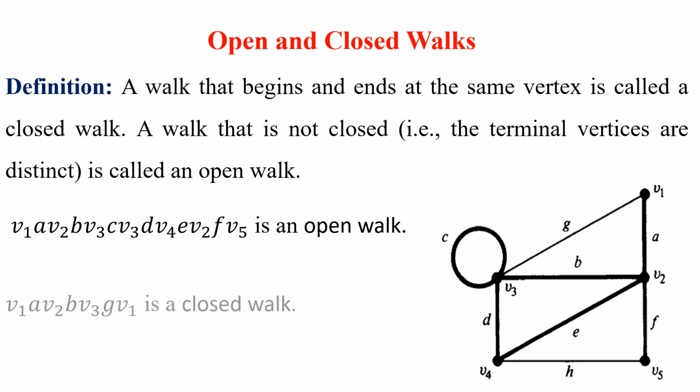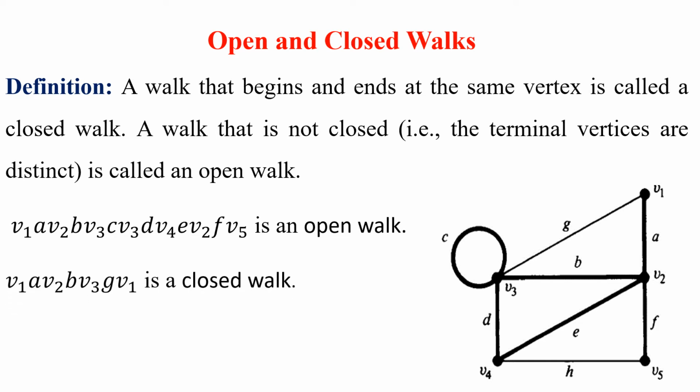Now we have an example of a closed walk. Start from V1, A, V2, then B, V3, and then G to V1. It starts from V1 and ends at V1. So the two end vertices are the same, so this is a closed walk. See this triangle, it is a closed walk.